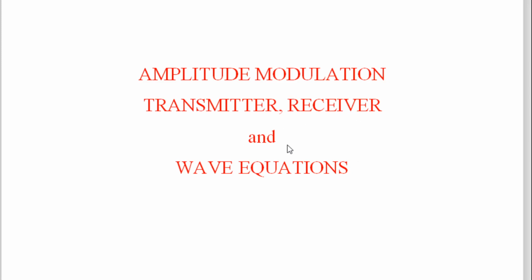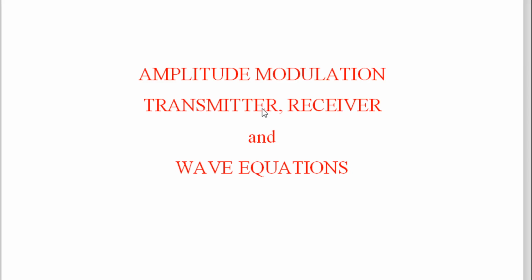So there are three different types of waves. One is called the information signal, also called the baseband signal, also called the modulating signal. That information signal is basically a low frequency signal. That wave equation we are going to study.